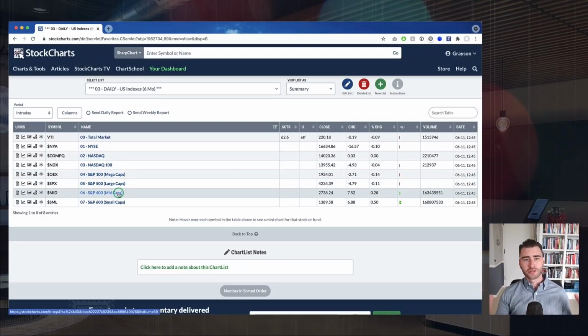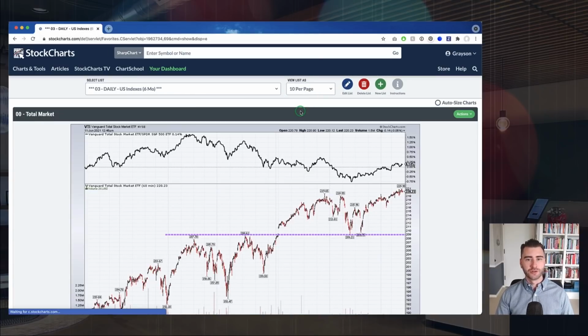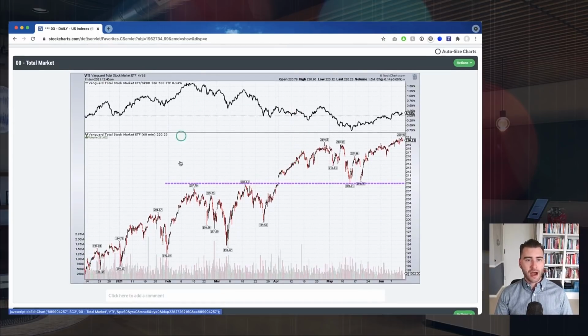So across the next 3 lists we're going to look at, it's the exact same list of ticker symbols. Same organization, same order, everything is the same. But the charts are going to be a little bit different because we're zeroing in further and further as we go. So I'll flip over here to the 10 per page view. Again, we're starting with that total market index. And so what we're looking at now is a 60-minute chart, a 1-hour chart over a 6-month time frame. This is a 6-month chart. And so this gives me a sense, I've gone from that daily view with 2 years worth of data.